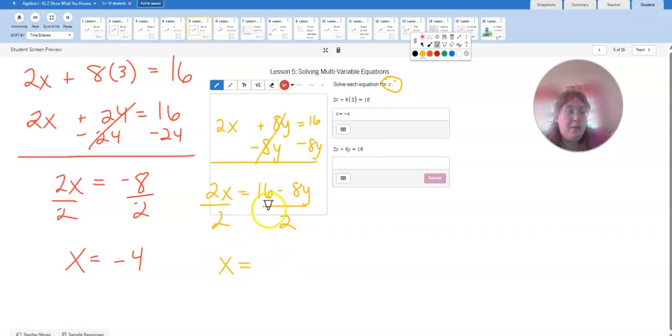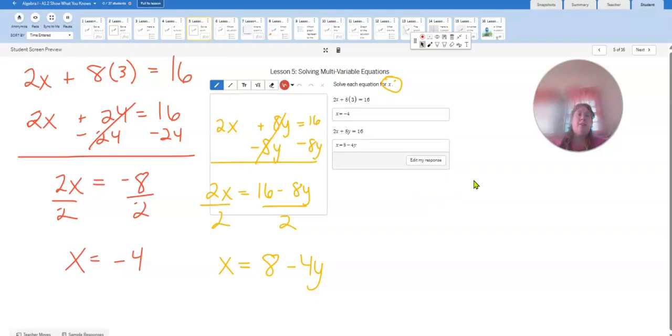So we get x equals 16 divided by 2 is 8. Negative 8y divided by 2 is a negative 4y. So we have x equals 8 minus 4y. Beautiful. Get that down, get what you need, and then push to the next slide.